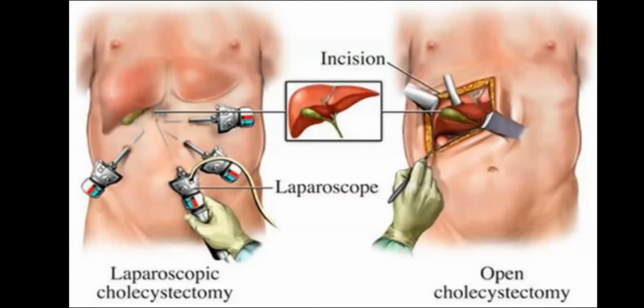Then the treatment. Treatment is cholecystectomy, removal of the gallbladder, which can be laparoscopic or open. Investigations are also the same as before: ultrasound, isotope study, LFT, and total count can be done.